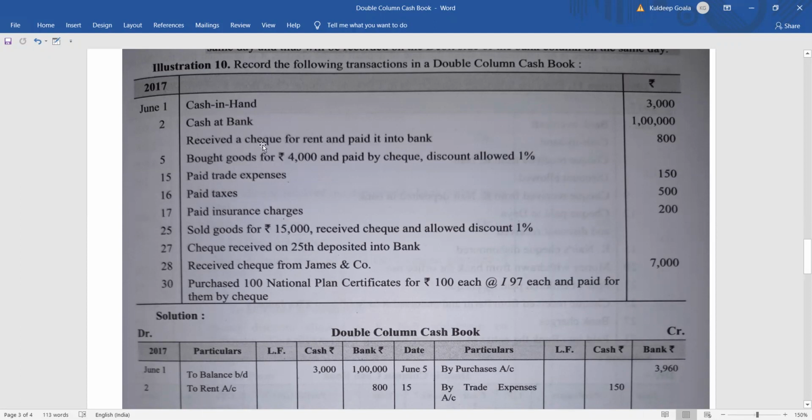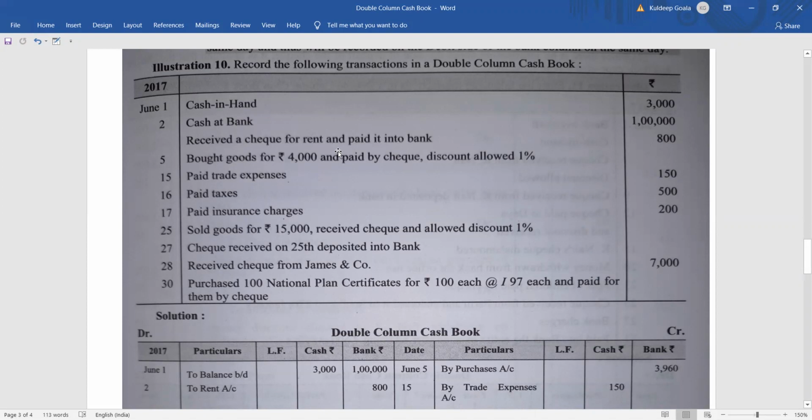If it was cash, suppose it is received cash for rent and paid into bank, then also it will not be taken as a contra entry, because you are doing that immediately. So here it is a check, and here also you are not going to take check in hand.